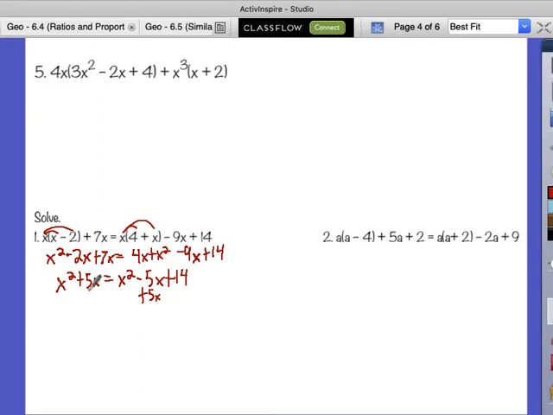Am I going to add this 5x to the x squared or the 5x? 5x, because they're like terms. X squared plus 10x equals x squared, negative 5x plus 5x zeroes out, plus 14.